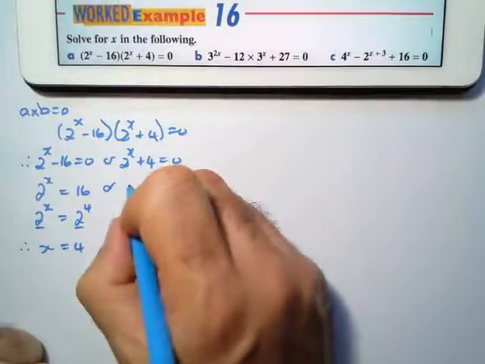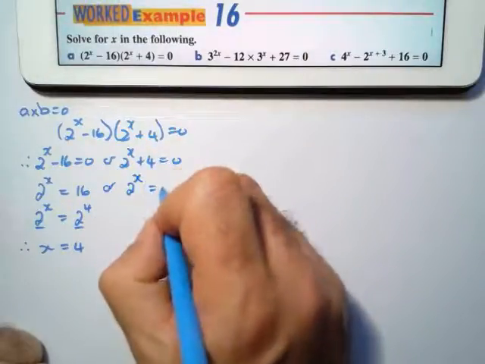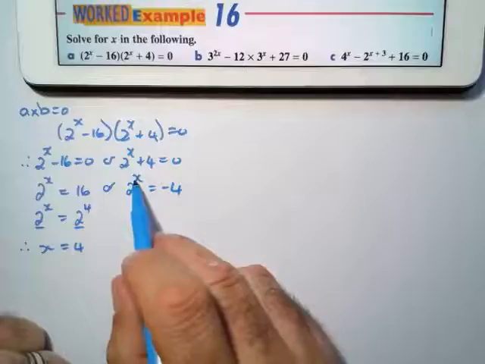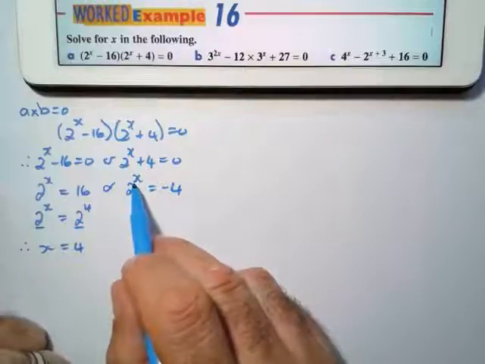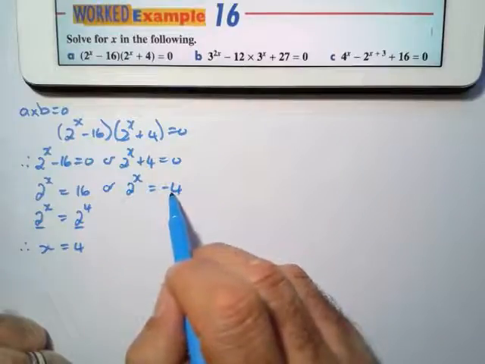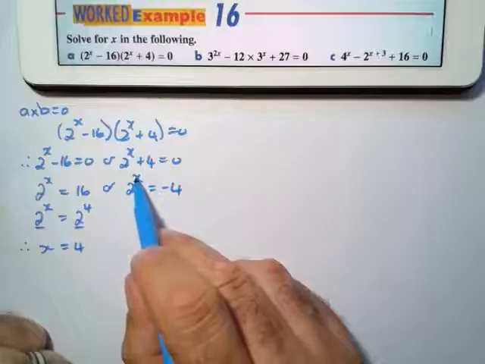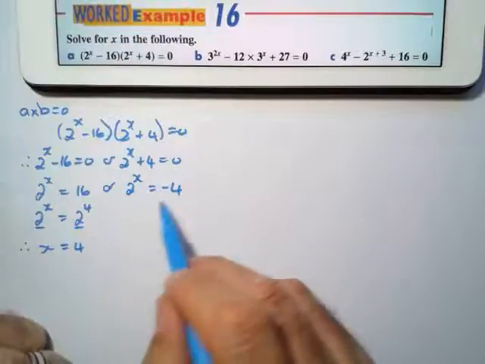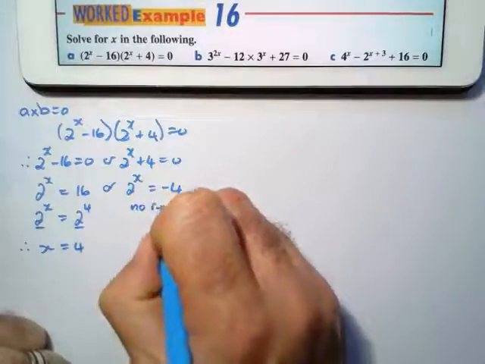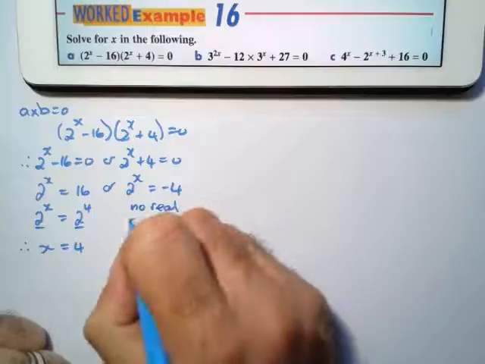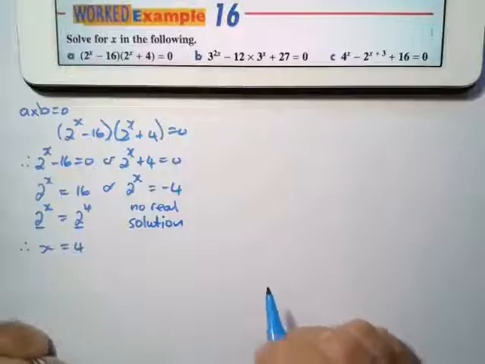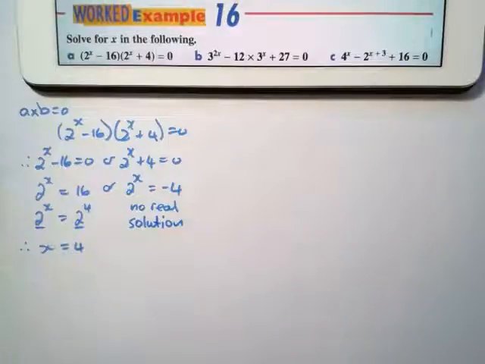Or 2 to the power x equals, plus 4 goes over, it becomes negative 4. A little bit of a problem because it doesn't matter what x is, you can't get a negative. Positive x gives a big number, 0 gives one, and negative x gives a fraction, so it can never be negative. So we can say no real solution. There's a solution, but it's very imaginary. Okay, so that will be the answer to that question.